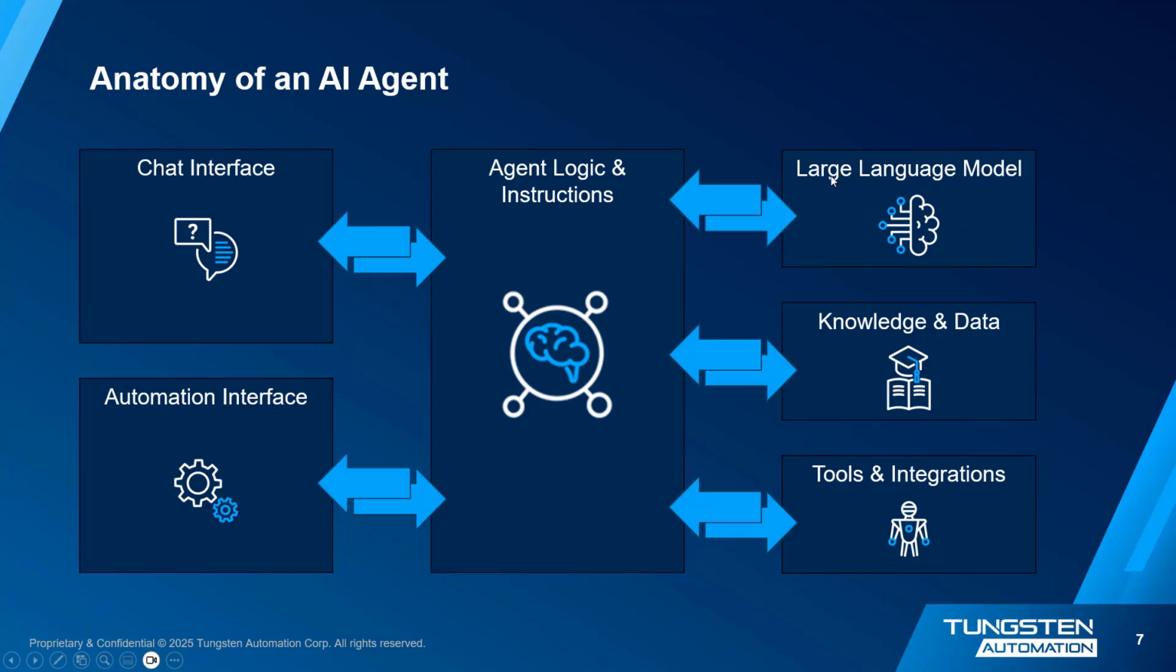It's using a large language model as the AI brain. This is what's doing the actual reasoning and provides the ability to use natural language. But we complement this with knowledge and data from the knowledge base or different databases and systems that it can access and retrieve information from. And we give it the tools and integrations and connectors so that it can actually take action. So this at the high level is the anatomy of an AI agent.